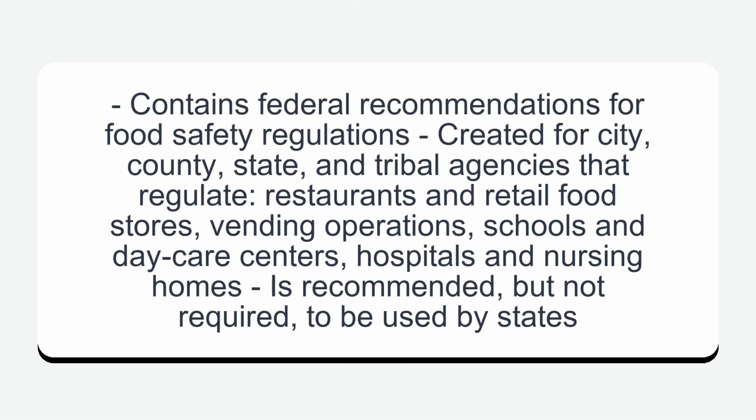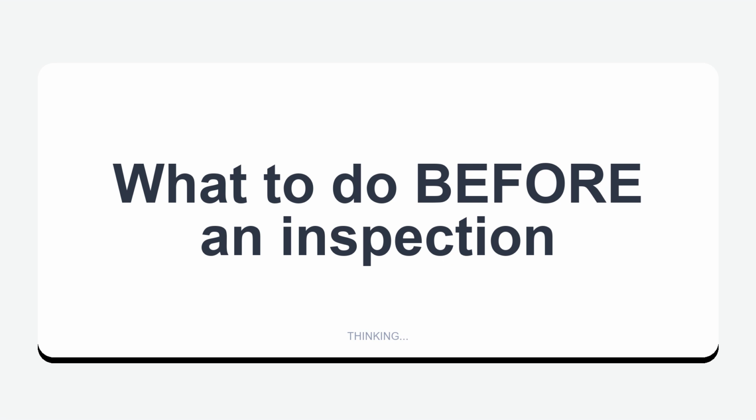Contains federal recommendations for food safety regulations, created for city, county, state, and tribal agencies that regulate restaurants and retail food stores, vending operations, schools and daycare centers, hospitals and nursing homes. It is recommended, but not required, to be used by states. What to do before an inspection?